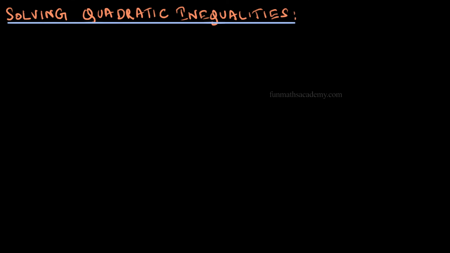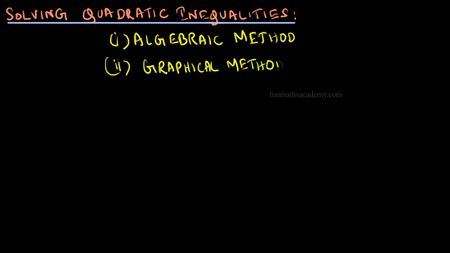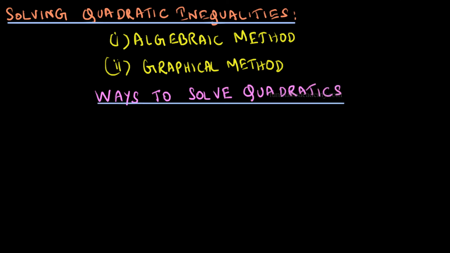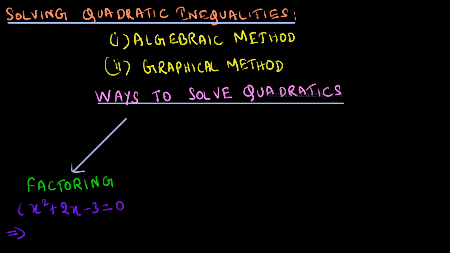Now, there are two methods to solve a quadratic inequality. Number one, the algebraic method, and the other is the graphical method. In both the methods, we will assume the quadratic inequality to be a quadratic equation and then we will solve it. As we know, there are three methods to solve a quadratic equation. Number one is the factorization method, and this method can be used to solve only certain quadratic equations. This method cannot be used to solve equations which do not have a rational number as their solution.